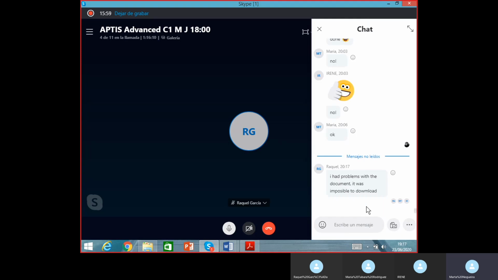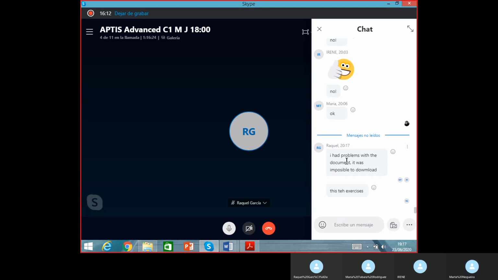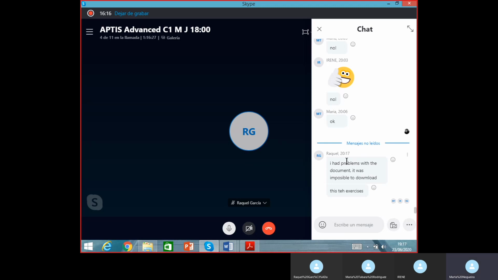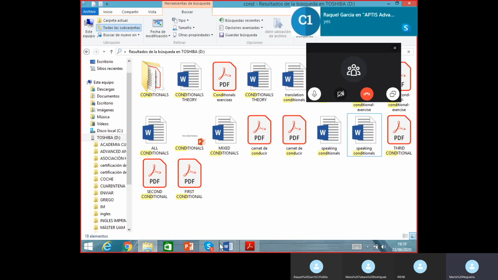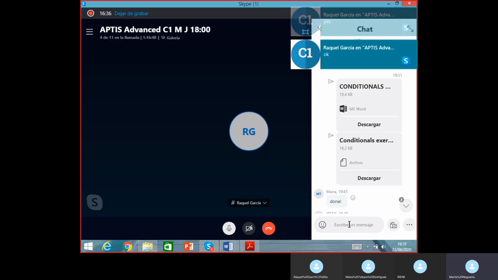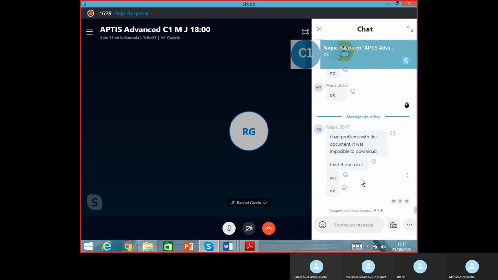Raquel, which document? The one of the exercises. The one about conditional exercises. I don't know. Don't worry because Jorge will pass it to you by WhatsApp. Okay, so that's it. Don't worry now because he will pass it.